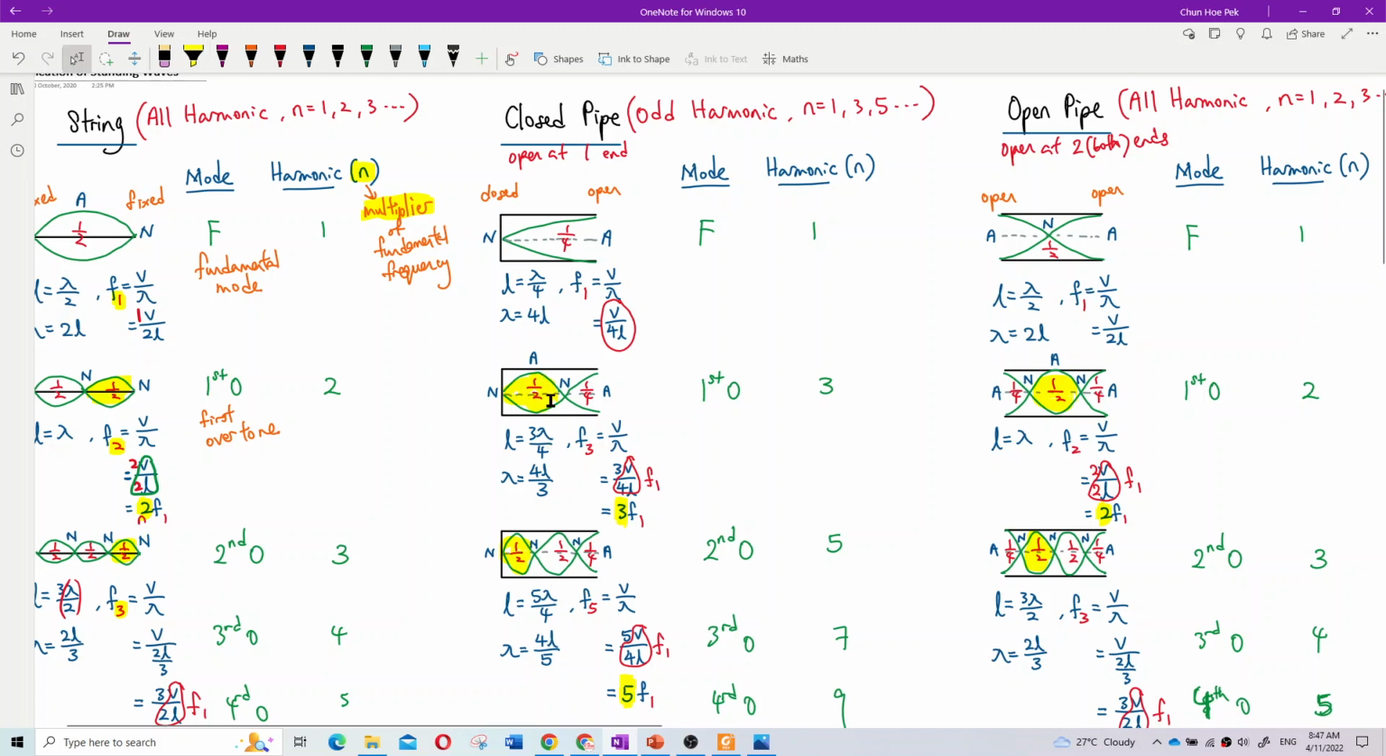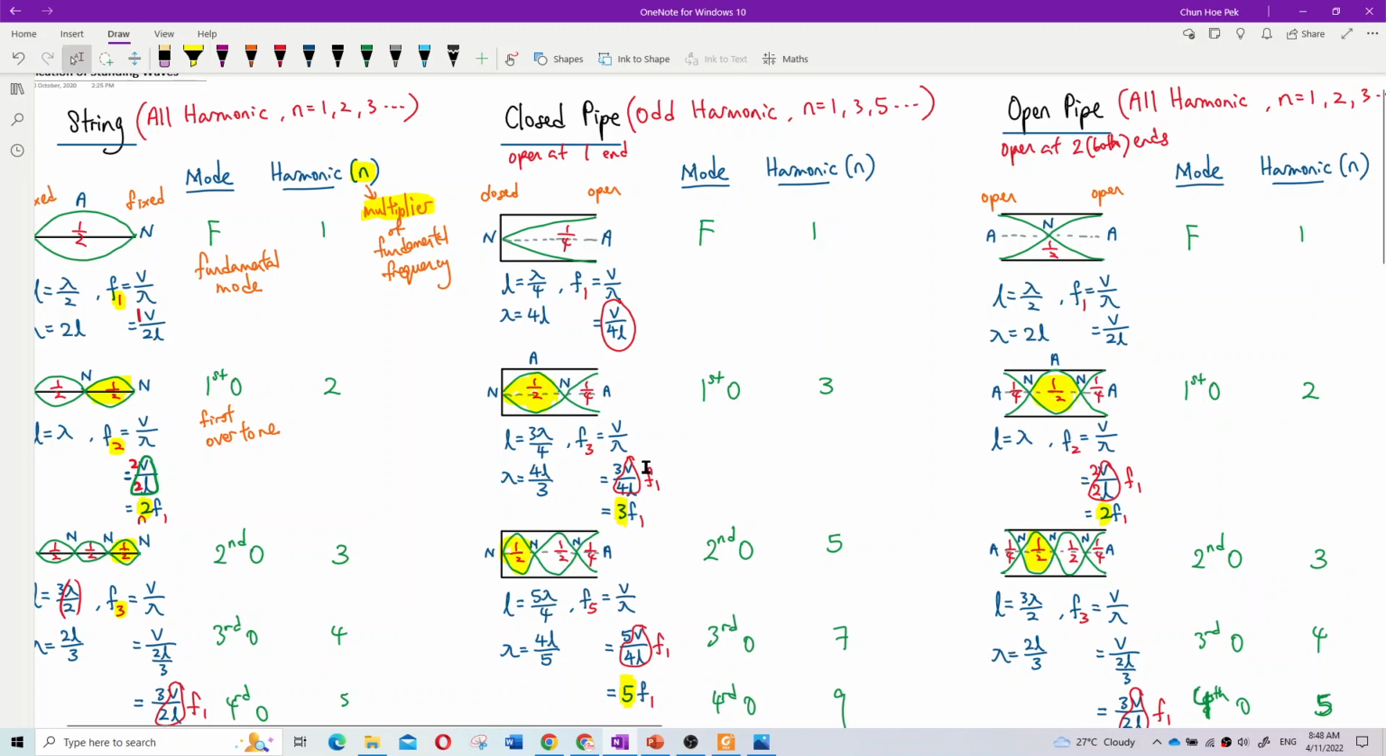Half lambda plus 1/4. Half becomes 2/4, and 2/4 plus 1/4 becomes 3/4. Correct or not? Yes, 3/4 lambda. So this L is equal to 3/4 lambda, so lambda is 4L over 3. Now this lambda we substitute with 4L over 3, and the formula becomes 3V over 4L.